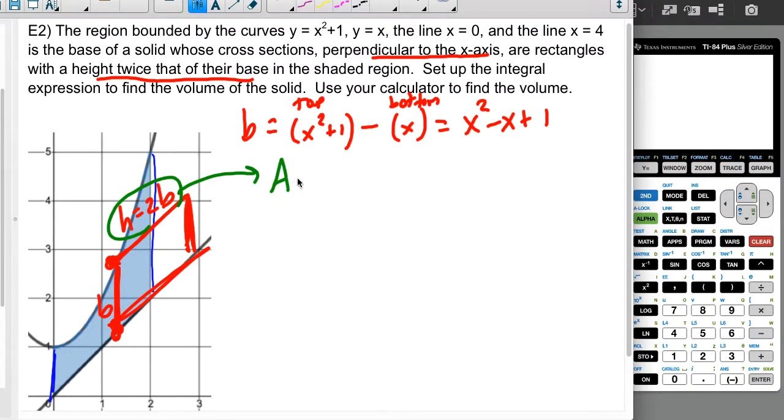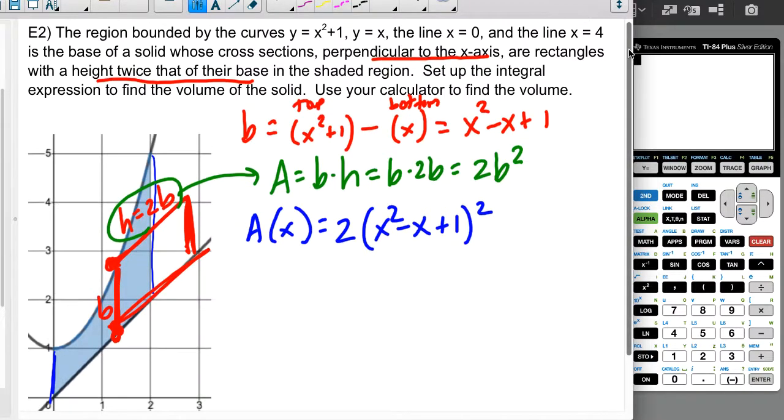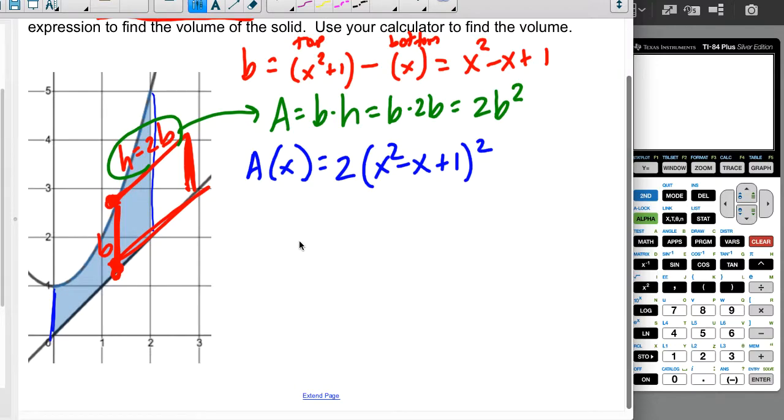So basically the area of a rectangle is base times height, but in this instance, the height is twice the base, so that's base times 2 base, or just 2b squared. That means that I can find my area in terms of x to be 2 base squared. Now, if I have a calculator, this is going to be a lot easier. Without a calculator, this is less fun, but we'll walk through just in case.